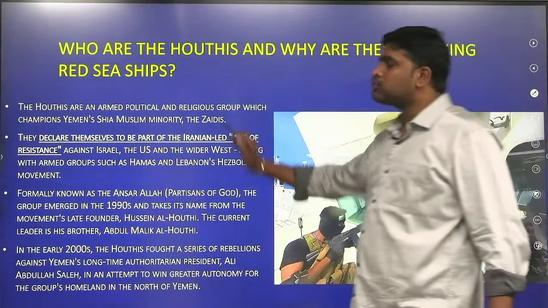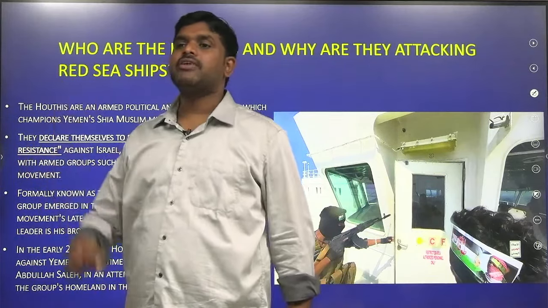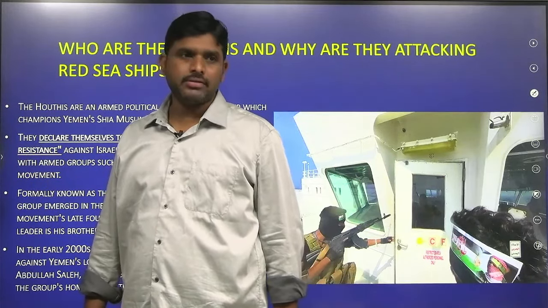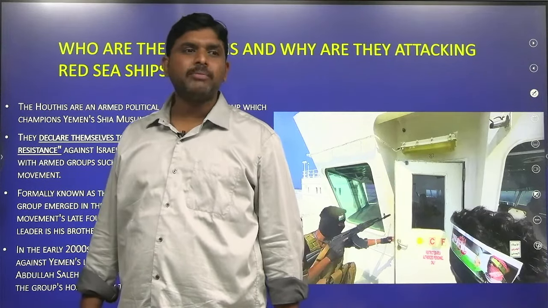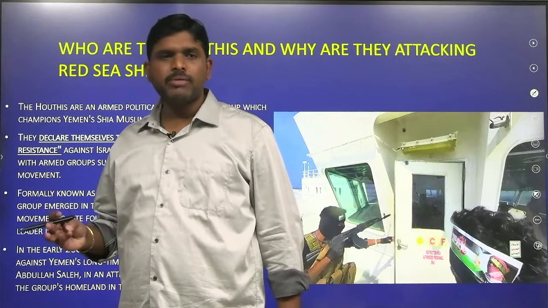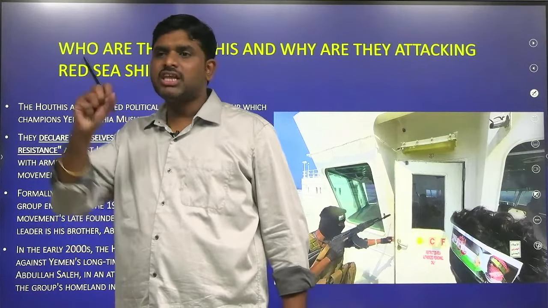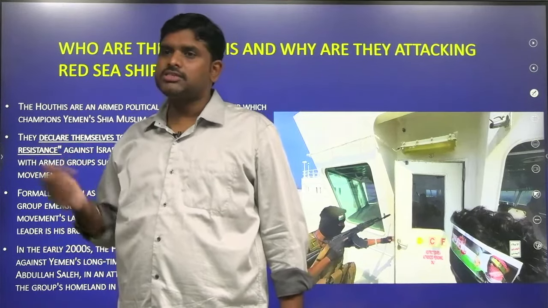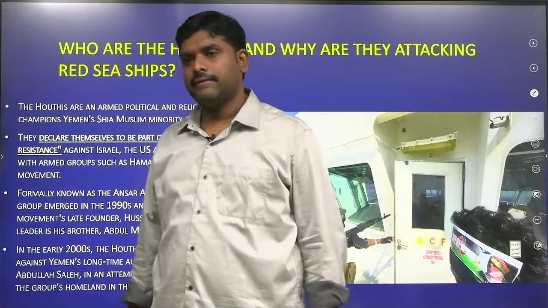Houthis are Shia Muslim people, also called Zaydis. They want to capture power in Yemen. They are supporters of Iran, which is also Shia. The Hezbollah group of Lebanon, the Shia group of Iran and the Houthis of Yemen: these three are powerful Shia terrorist organizations. Not Sunnis, Shias. Shias are completely against the USA and Israel.